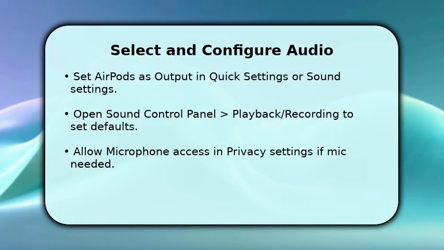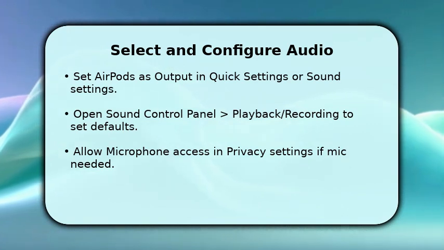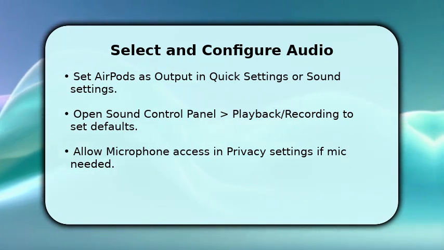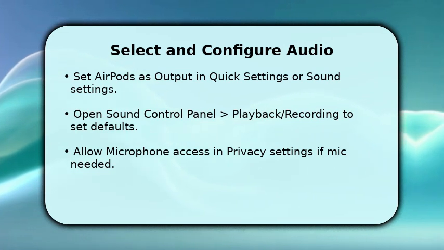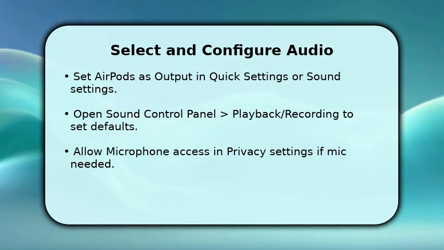Once paired, choose AirPods as your output device in Quick Settings or Settings Sound. Make sure you also set them as the default device in the classic sound control panel under Playback, and if you use the mic, under Recording. Then grant microphone access in Privacy Settings so apps can use it.